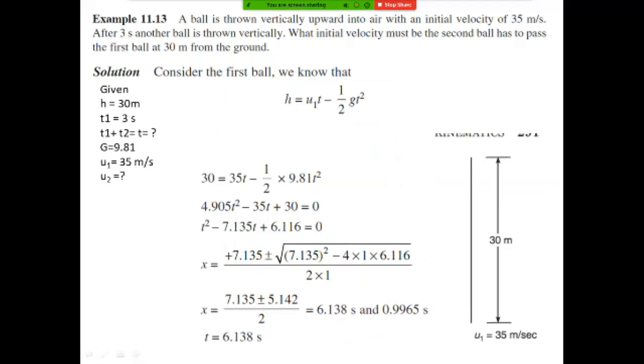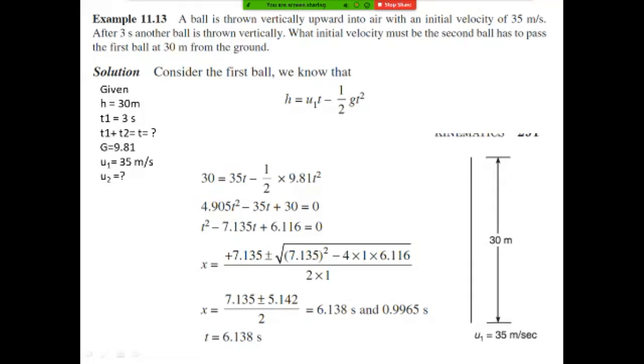Now we will see this problem. A ball is thrown vertically upwards into the air with an initial velocity of 35 meter per second. After 3 seconds, another ball is thrown vertically. What initial velocity must the second ball have to pass the first ball at 30 meter from the ground? It is asked. Okay, we will see this.